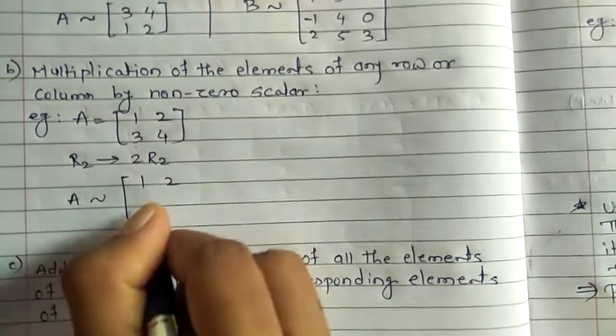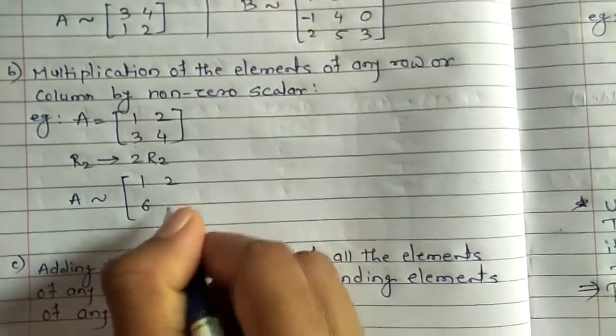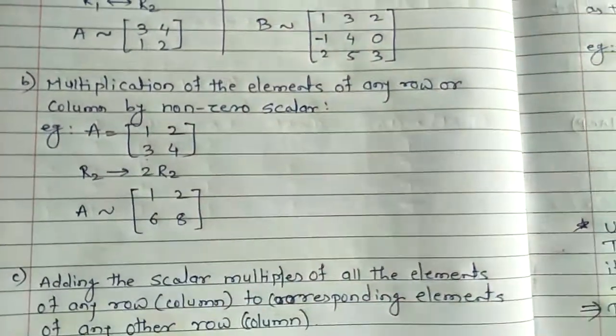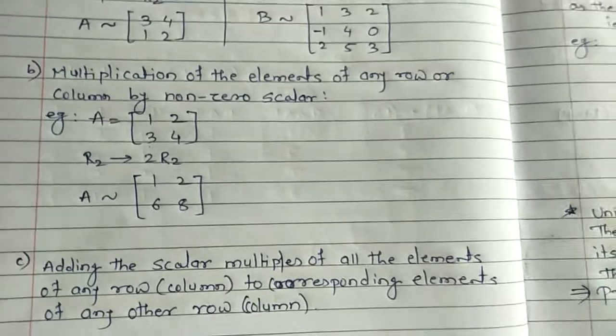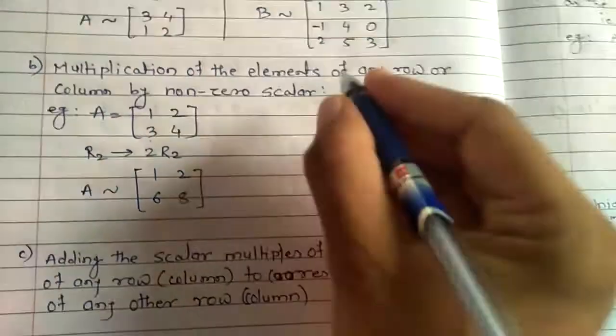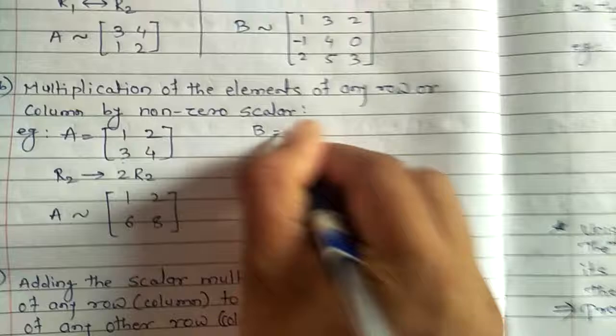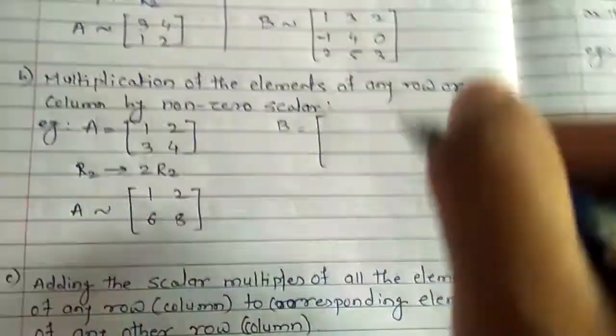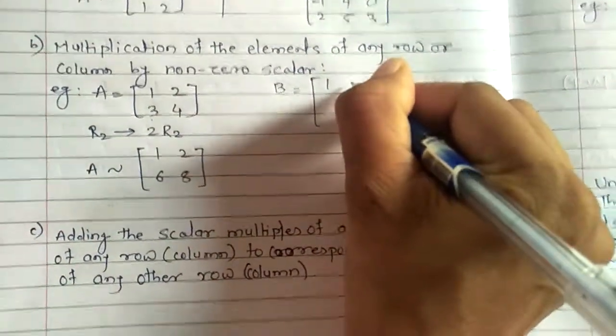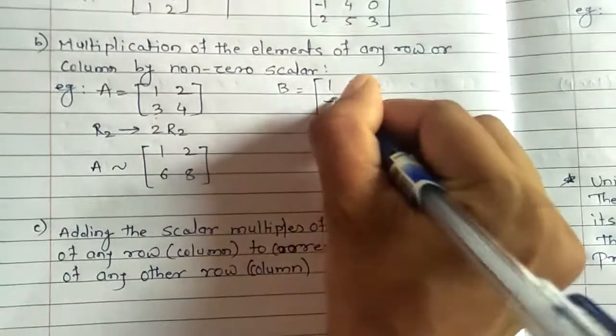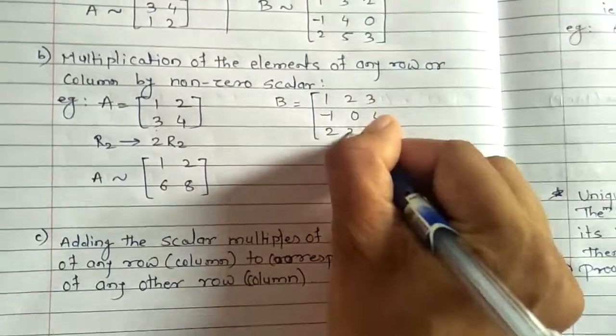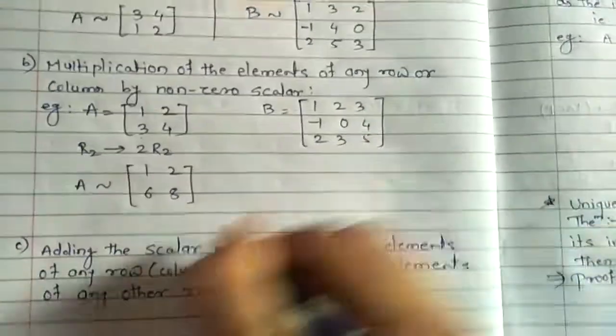So 2 into 3 is 6 and 2 into 4 is 8. So it is your resulting matrix. Another example: let us consider matrix B of order 3 cross 3, the same as matrix Q. So it is 1, 2, 3, minus 1, 0, 4, 2, 3, 5. It is your matrix B.